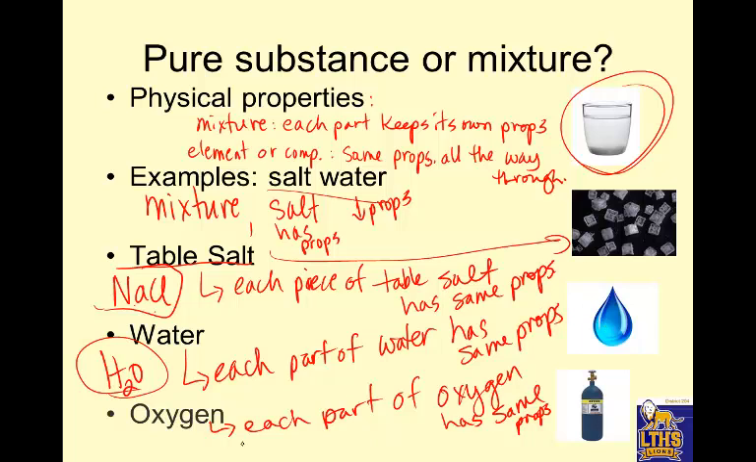Oxygen is an element, and every part of oxygen, if you have a tank of oxygen, is all oxygen all day. Those properties are different than the properties of the oxygen from the water, because the hydrogen and oxygen are chemically bonded to make water. So all of the H2O have unique properties, all of the NaCl have unique properties, and oxygen only has the properties of oxygen.